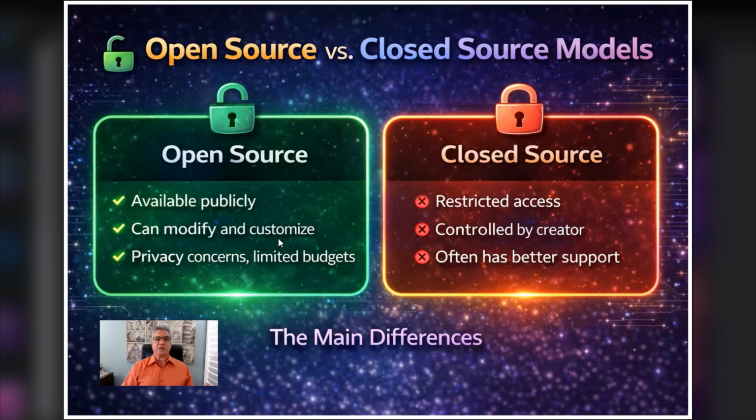Another thing we're going to touch base on today is the open source versus closed source model. The open source is available publicly, you can modify it easily, you can customize it easily, and it also has very good privacy and security. But the closed source is restricted, because it's controlled by the creator of the model itself. So it's very hard to control it.